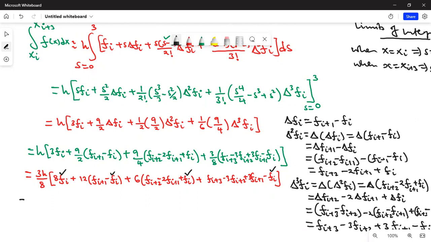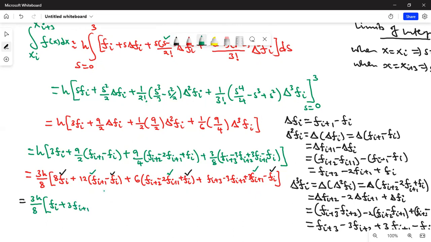So what I write here, this will be equal to 3h over 8. In the bracket, we remain with 1 fi after combining all those fi's. Let's see the fi plus 1. What will we get when we combine them? So we'll have here 12 fi plus 1 minus 12. So that will cancel. So that is 0. Then I can see there's another one, 3 fi plus 1. So I have here plus 3 fi plus 1.